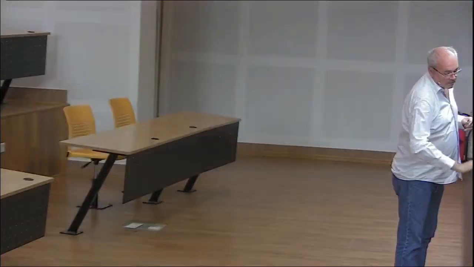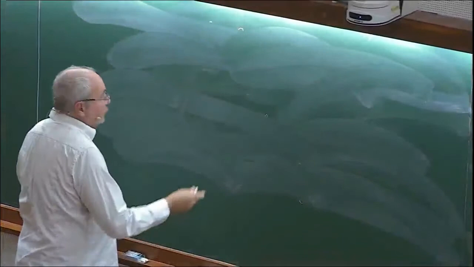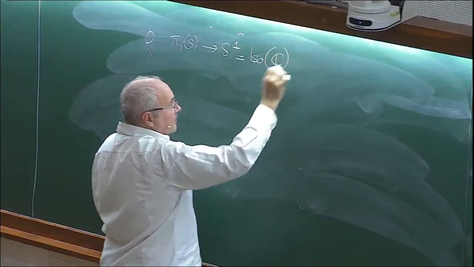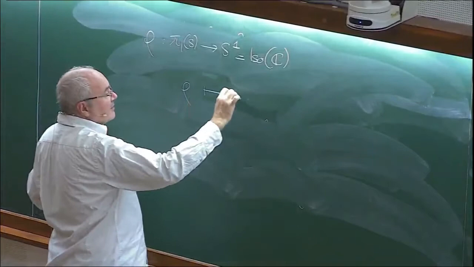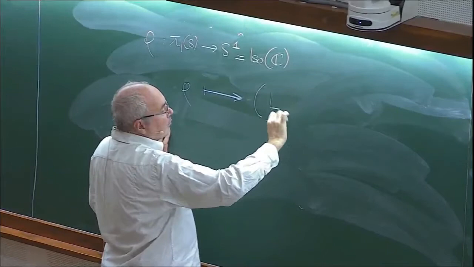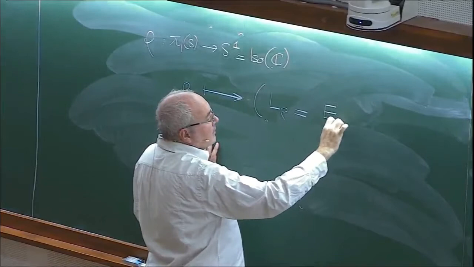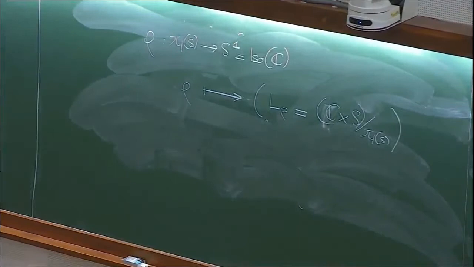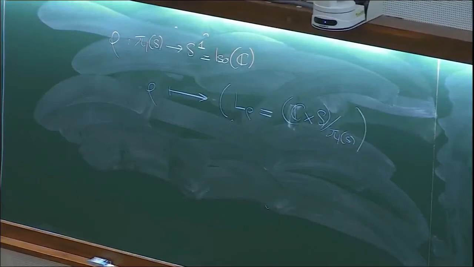So this green map is the map which associates to a representation of pi 1 of S into S1, as the isometric group of C, the associated bundle L rho, which is, as usual, C cross S divided by pi 1 of S. And this comes with a flat connection. Okay? So this map is easy. It has a fancy name, I think. And now the map which is difficult is this one.